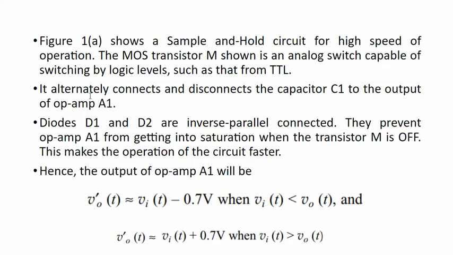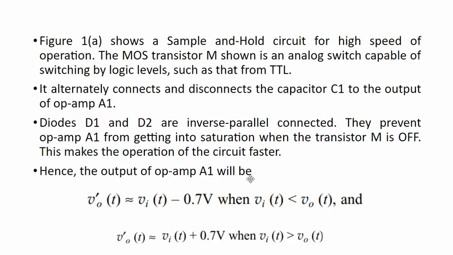So there are two diodes, D1 and D2. They are inverse parallel connected, and they are going to prevent the op-amp A1 from getting into saturation when the transistor M is off. This operation makes the circuit perform faster.